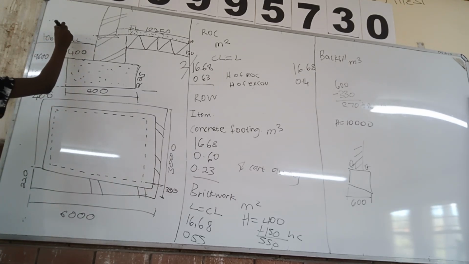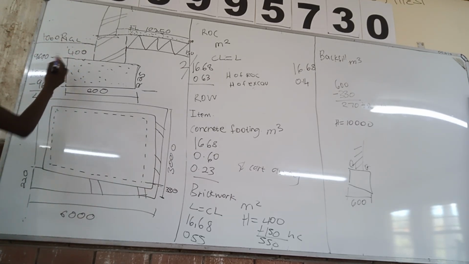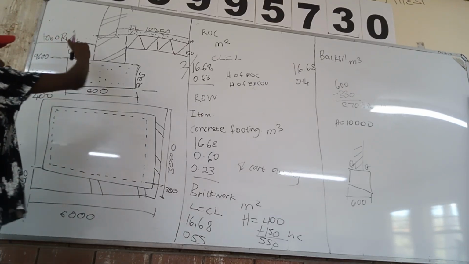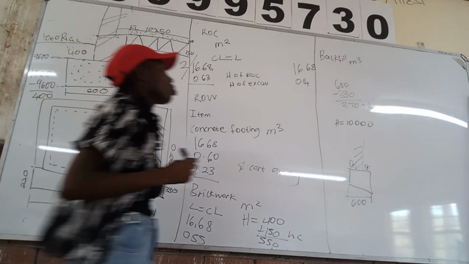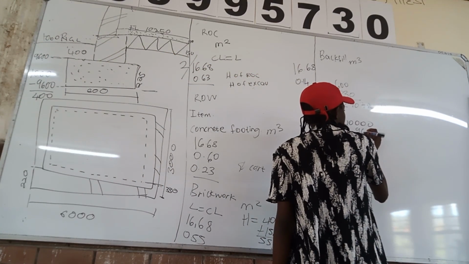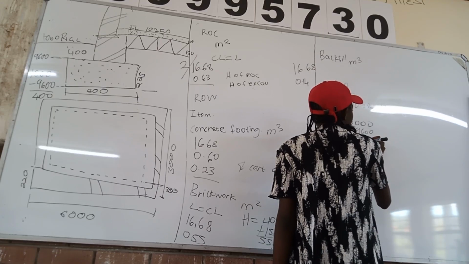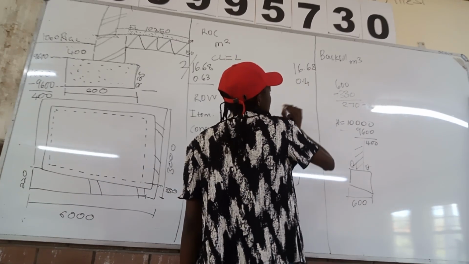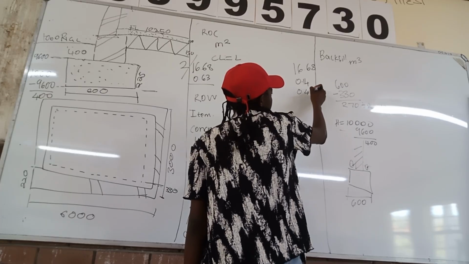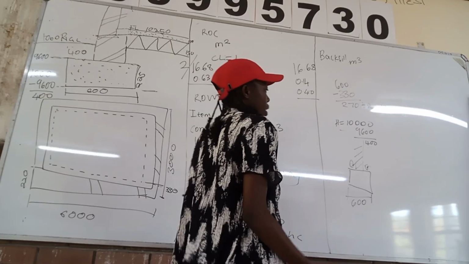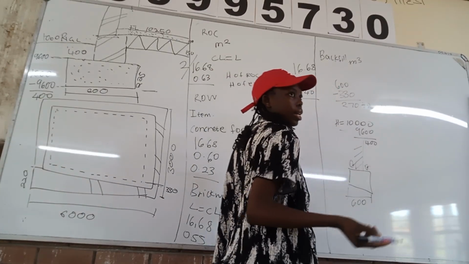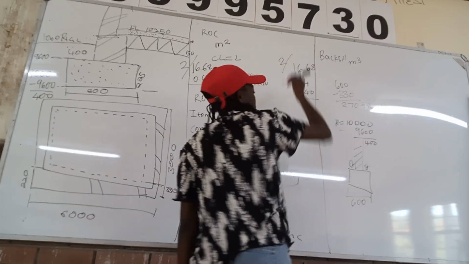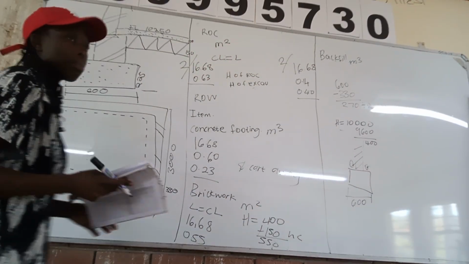This 10,000, and then we subtract the 9.6 that is on top of the concrete footing, so that we are able to get the space here. So 10,000 minus 9.6, what do we get? 400. It means the height of our backfill is going to be 400. And remember that we backfill on both sides again, so we need to multiply by 2.